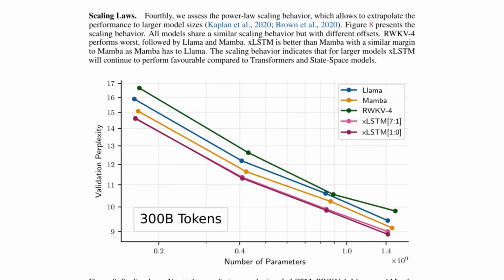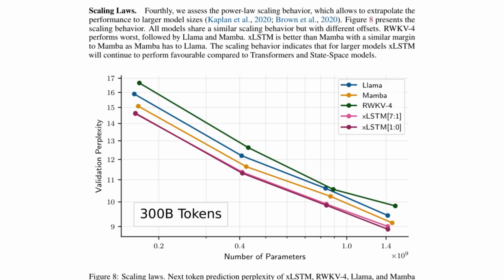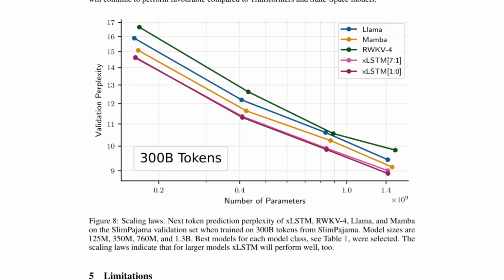Scaling laws. Fourthly, we assess the power law scaling behavior, which allows us to extrapolate the performance to larger model sizes. Figure 8 presents the scaling behavior. All models share a similar scaling behavior, but with different offsets. RWKV4 performs worst, followed by Llama and Mamba. xLSTM is better than Mamba, with a similar margin to Mamba as Mamba has to Llama.